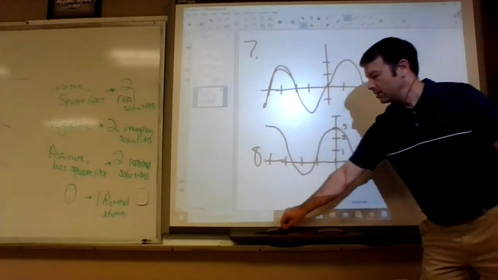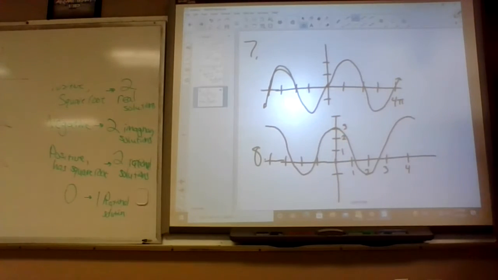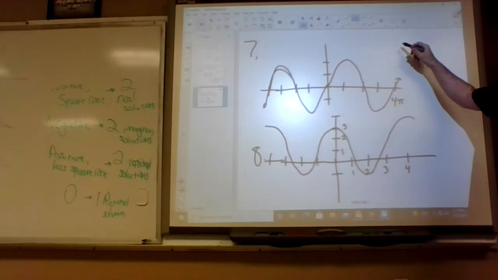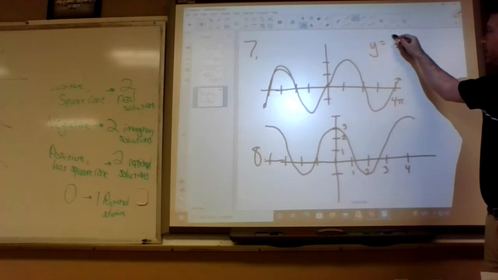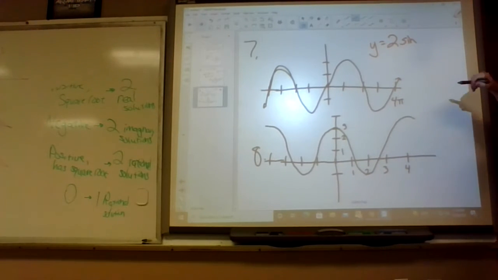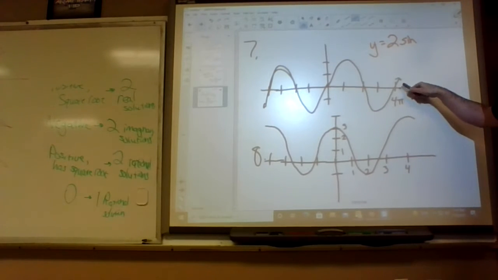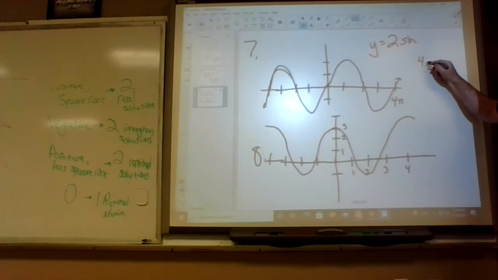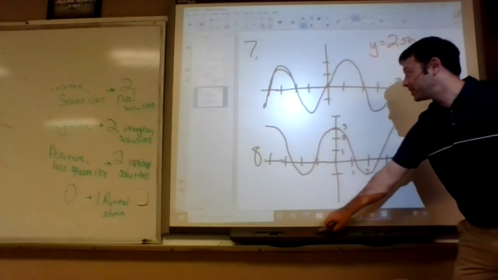No, Rebecca. You guys get 7? Potentially. Okay, what's the amplitude? 2. So it's y equals 2 sine, and then what's the period? It's 4 pi. So it's basically 4 pi, sorry, 2 pi.